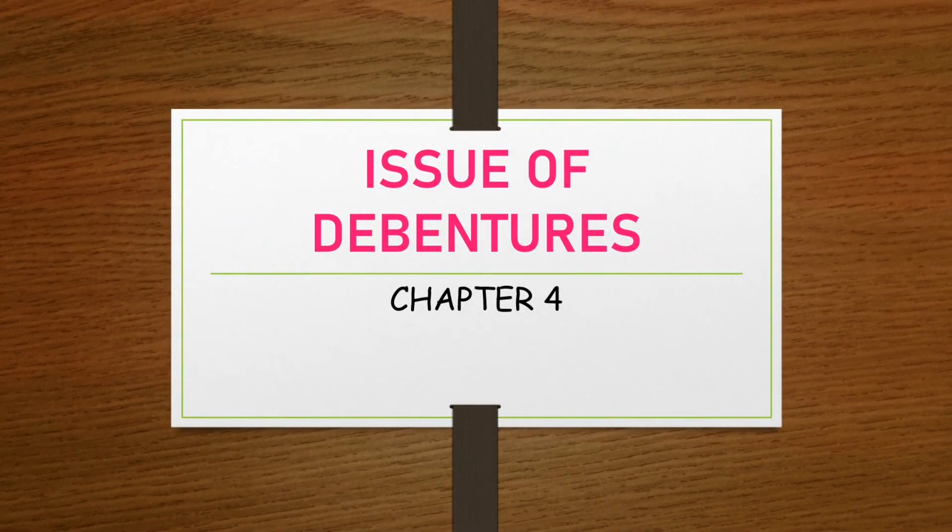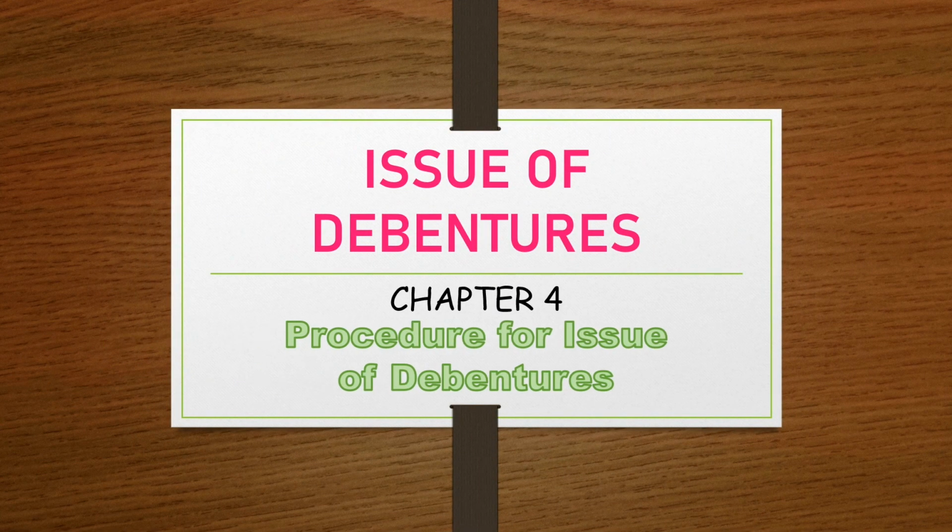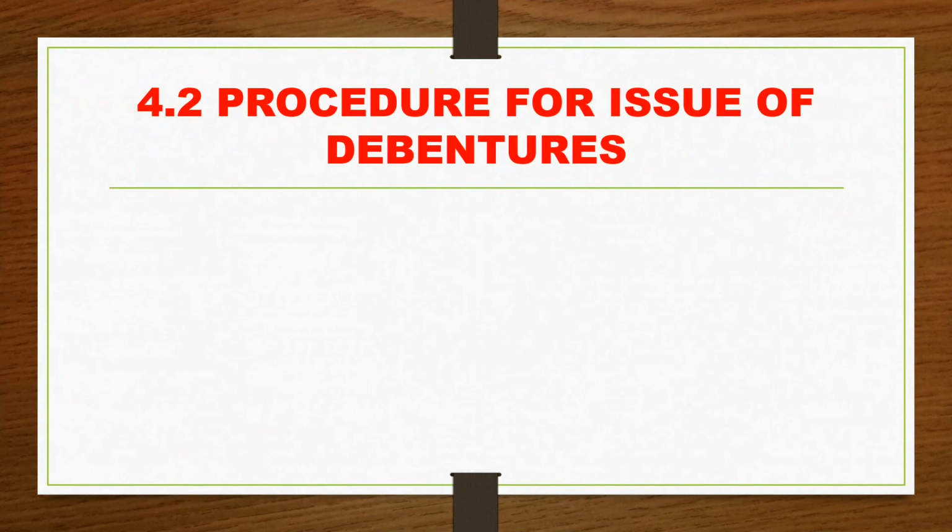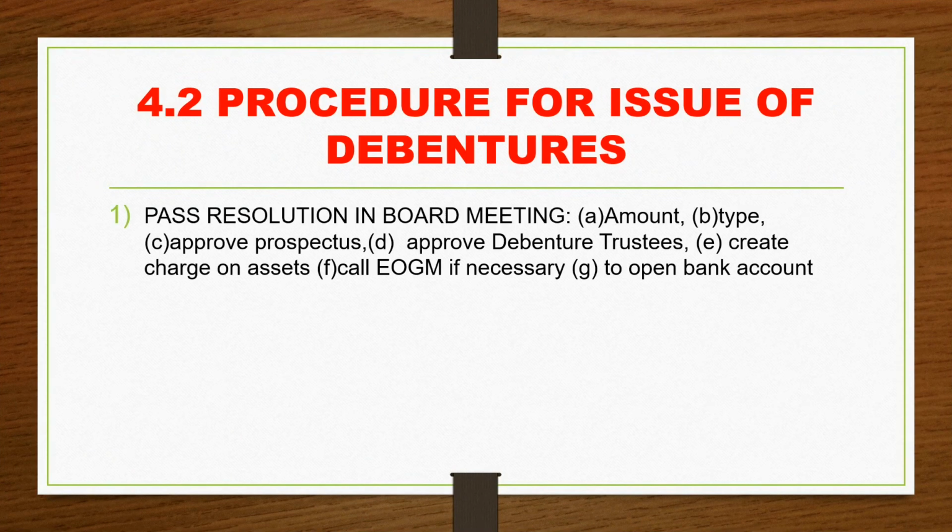Issue of debentures. We will now study the topic procedure for issue of debentures. Let us now study the procedure for issue of debentures. Pass a resolution in board meeting. The board of directors pass a resolution for the issue of debentures.